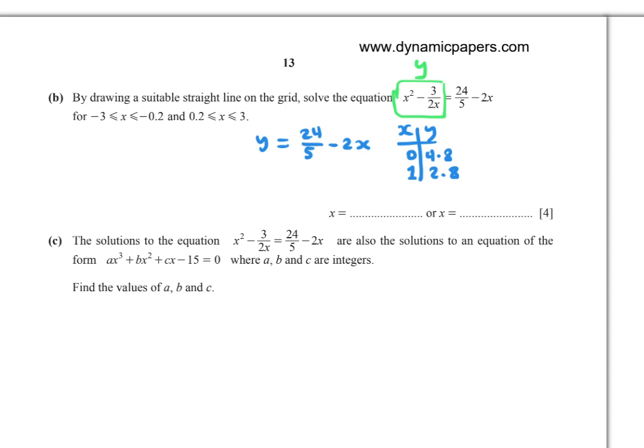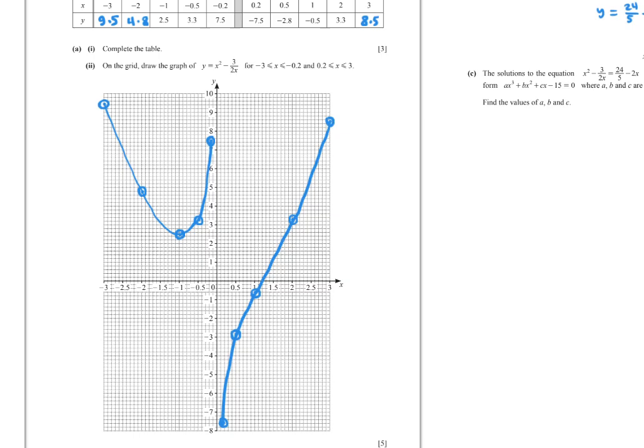Now we draw this line. 0, 4.8, this is the first point. 1, 2.8, second point. Now join this line, and find the intersection between the line and the curve.